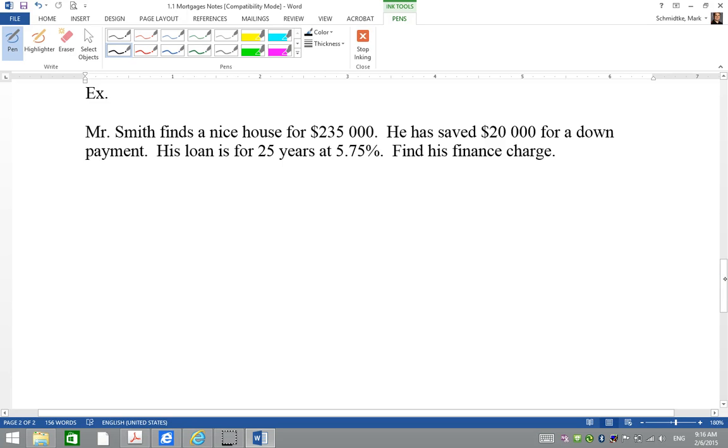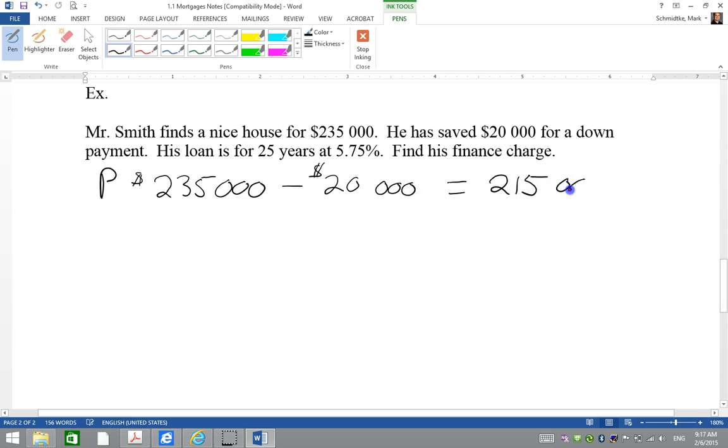So let's start. Principal. Well, how much is Mr. Smith going to borrow from the bank? Well, he's going to take his house, which is $235,000, and he's going to subtract the amount he saved for a down payment. So he'll subtract his $20,000. So Mr. Smith is actually going to be borrowing $215,000 from the bank.